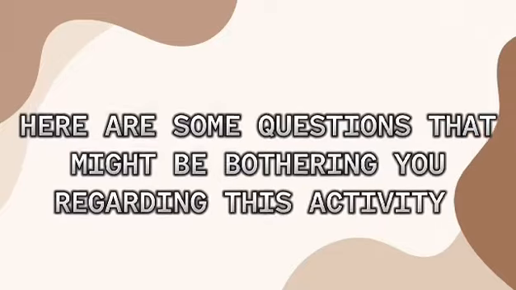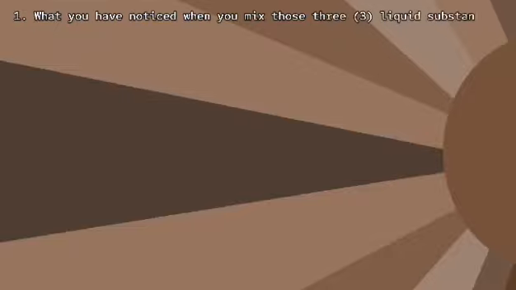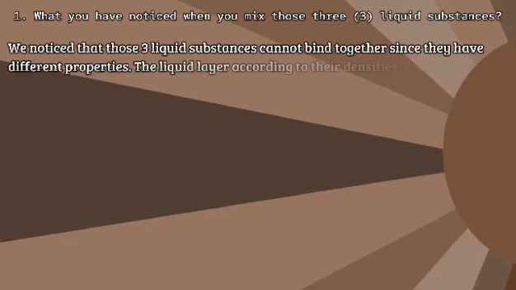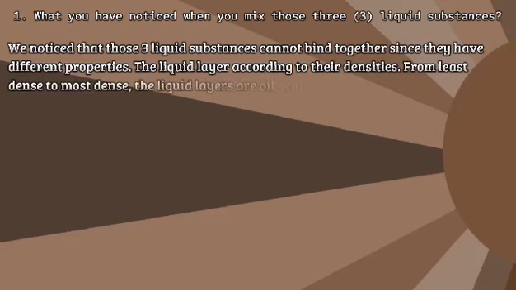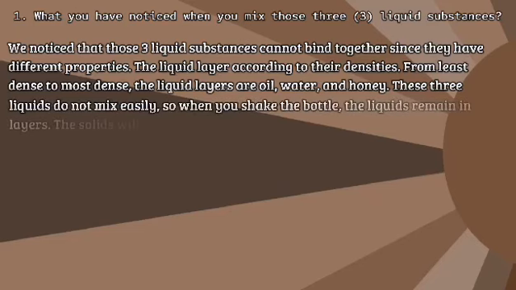Here are some questions that might be bothering you regarding this activity. What have you noticed when you mix those three liquid substances? We notice that those three liquid substances cannot bind together since they have different properties. The liquid layers according to their densities, from least dense to most dense, are oil, water, and honey. These three liquids do not mix easily, so when you shake the bottle, the liquids remain in layers.